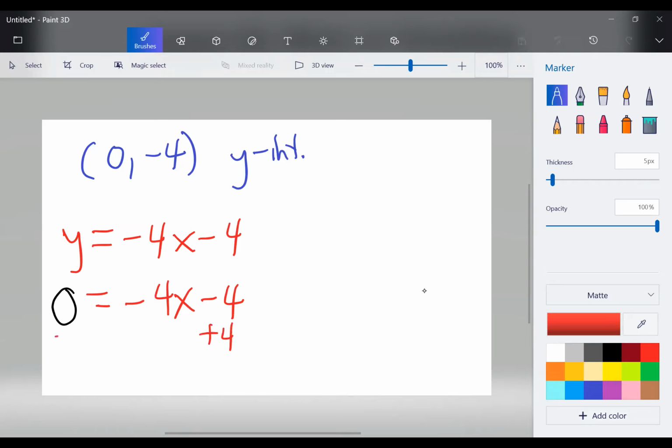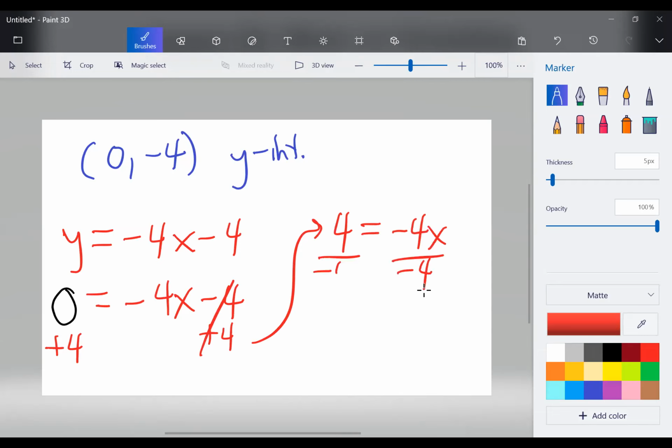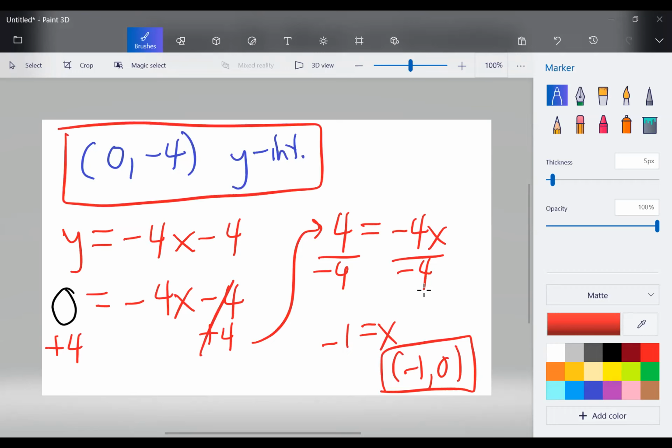I can add 4 to both sides, so I end up getting 4 equals negative 4x. Then I'll divide by negative 4, and we'll get negative 1 for x. So that's our x-intercept, negative 1, 0. Okay, so we have our x-intercept as well as our y-intercept. I'm going to go back so we can fill in our little chart and make our graph using the intercepts.